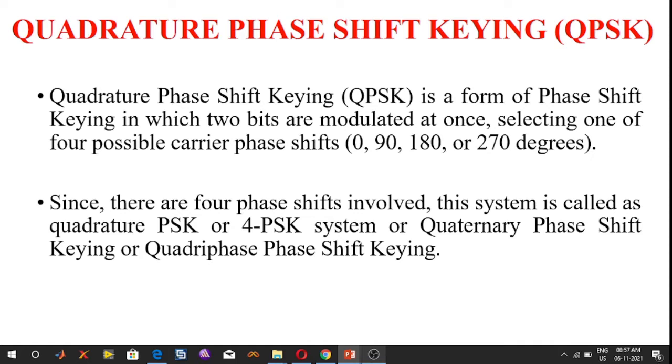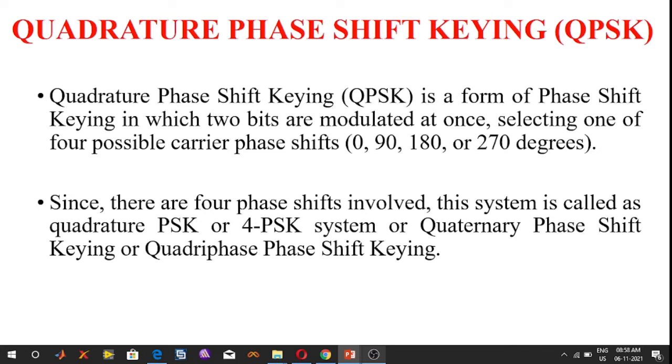Each symbol or message contains two bits. Hence, the symbol duration Ts is equal to 2 times TB. So here in quadrature phase shift keying, two bits are modulated at once. Two bits, and one bit duration is TB. Since two bits are modulated at once, the symbol duration is TB plus TB, which is equal to 2TB.